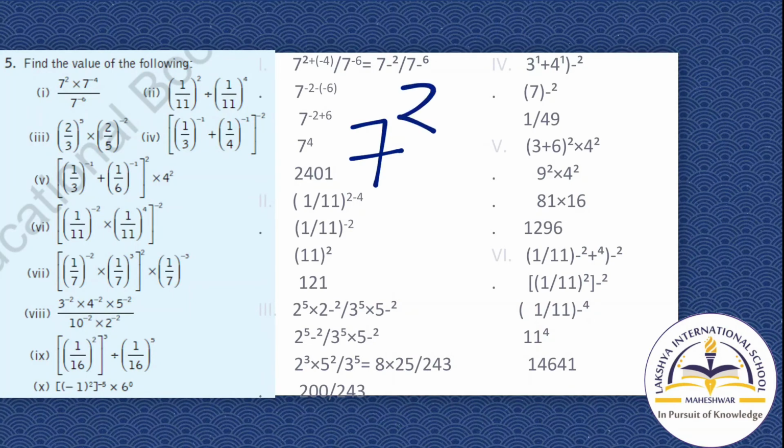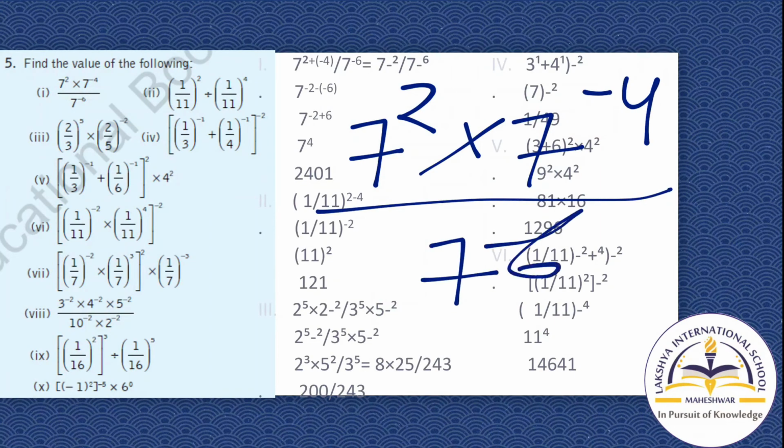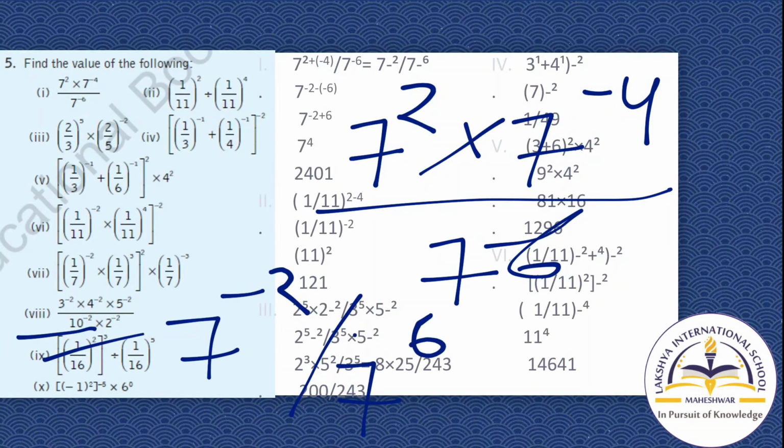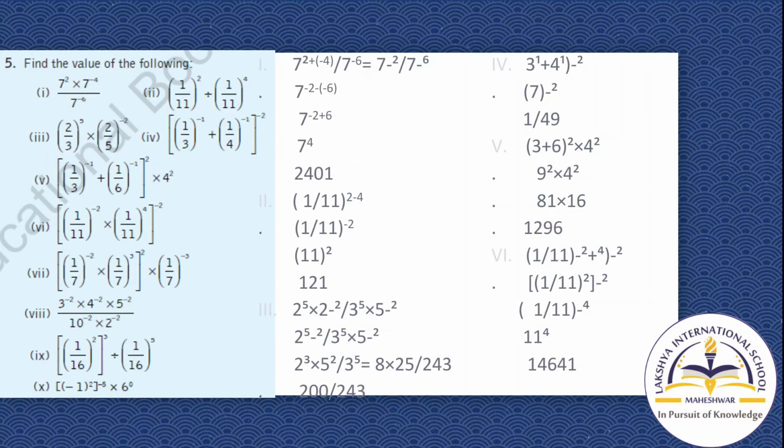7 raised to the power 2, 7 minus 4, 7 minus 6. Okay, multiplication signs there. So first we will add them: 2 minus 4 minus 2. Now divide 7 minus 6. Now when there is a division sign, the power will get subtracted, meaning minus 2 minus 6, minus plus means minus 2 plus 6. The power will be minus 6. So 7 raised to the power 4 will be the answer.